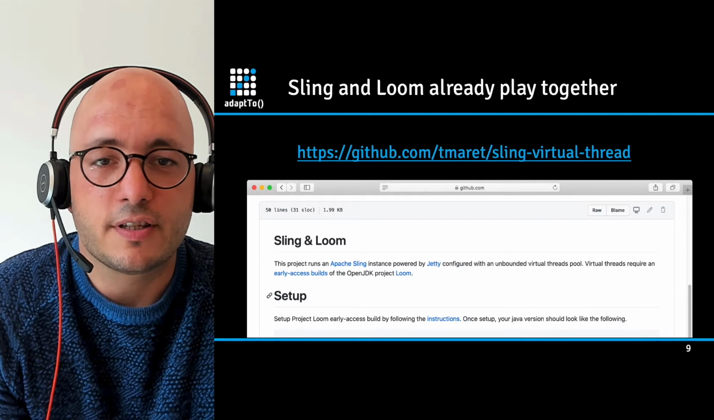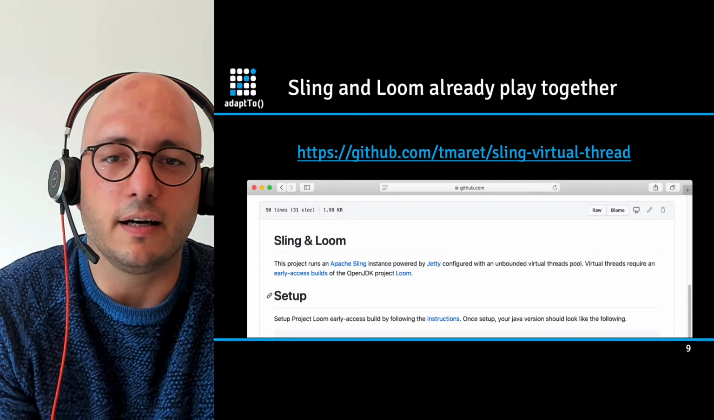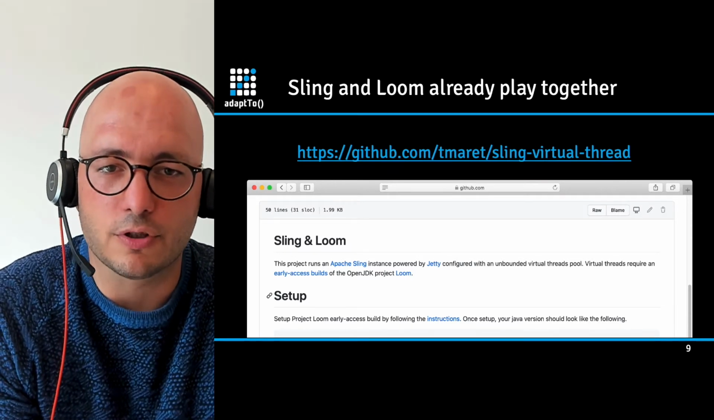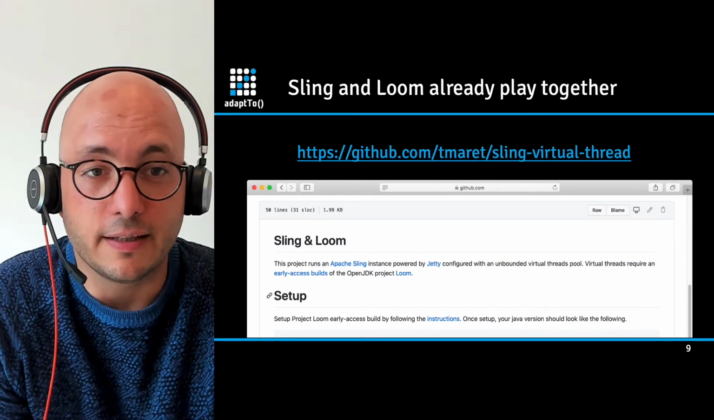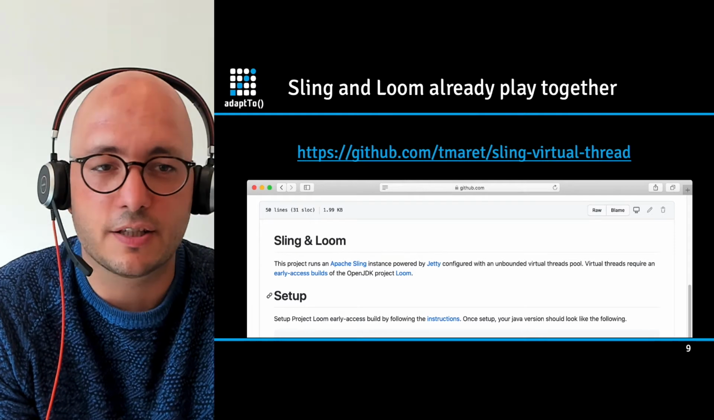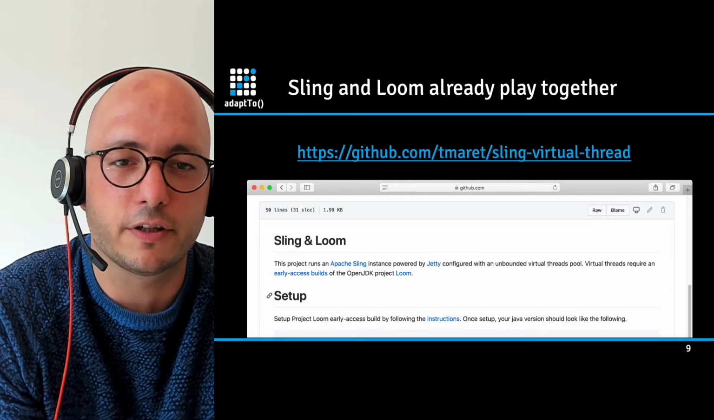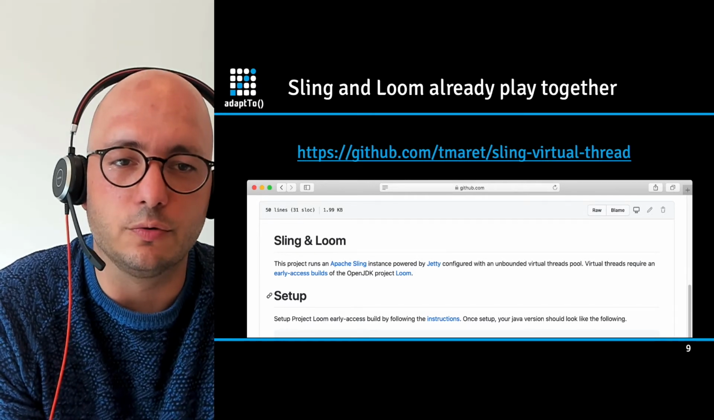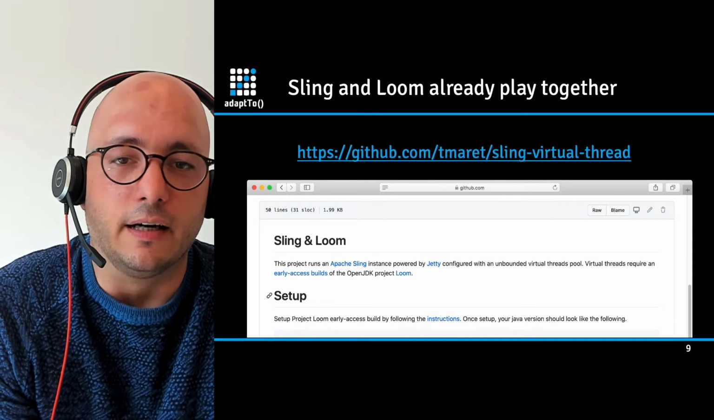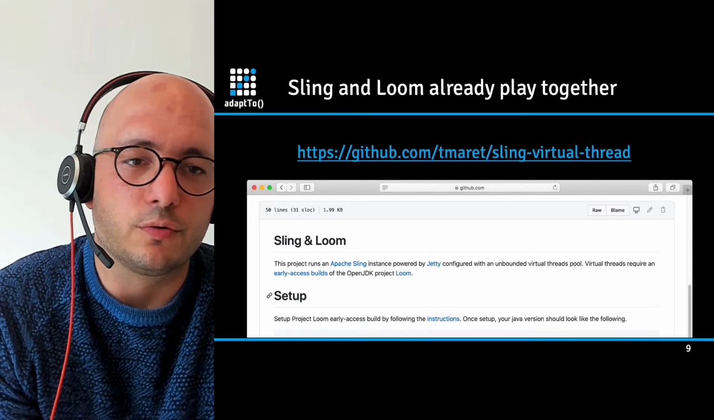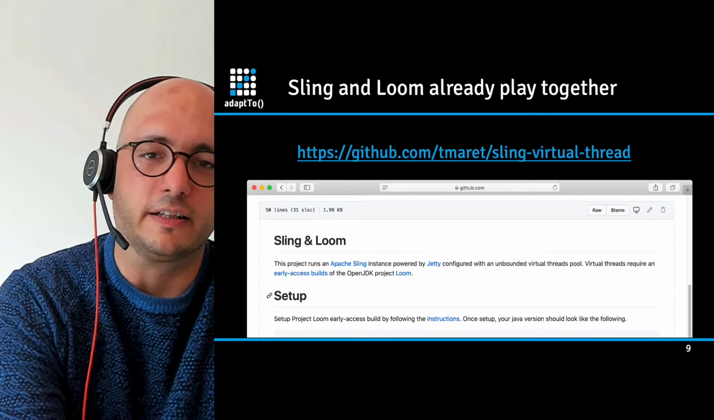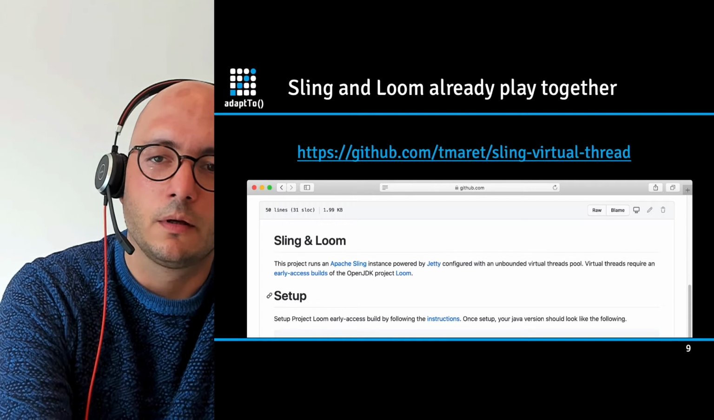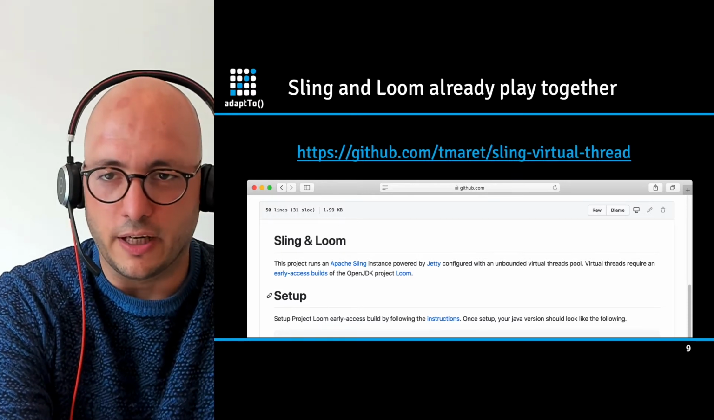It seems very simple, and actually it is, and I've done most of it. You can check out a project on GitHub that effectively does run Apache Sling with an unbounded pool of virtual threads plugged into Jetty. And once Project Loom is released, we could probably integrate similar changes into the main branch of Sling and Felix. So I invite you to check this project out.